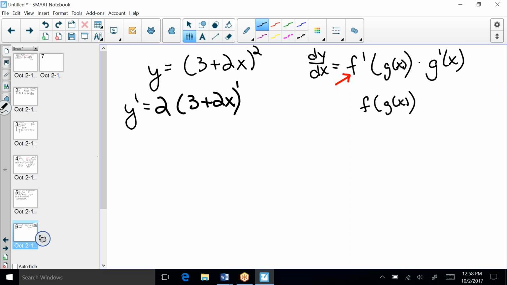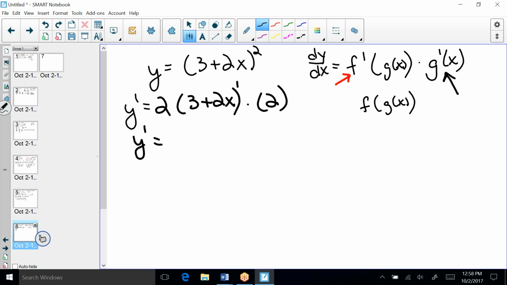So it's a little bit of a shortcut from what we did before. We're taking the derivative of the outside, bringing that exponent to the front, and just copying the inside. That's what this notation here means. Then we're going to multiply it by the derivative of the inside, which is 2.